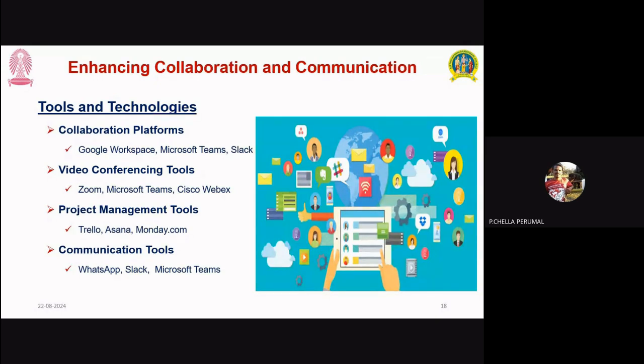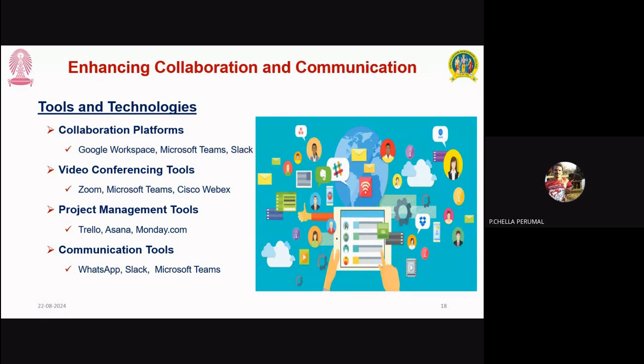Then the project management tools like Trello, Asana, and Monday.com help the team plan, organize, and track the progress of collaborative projects. These tools provide visual timelines, task assignments, and status updates, making it easier to manage complex projects. For example, a research team might use Trello to create a board that tracks the different stages of a project from literature review to data collection and analysis, which ensures that all team members are on the same page.